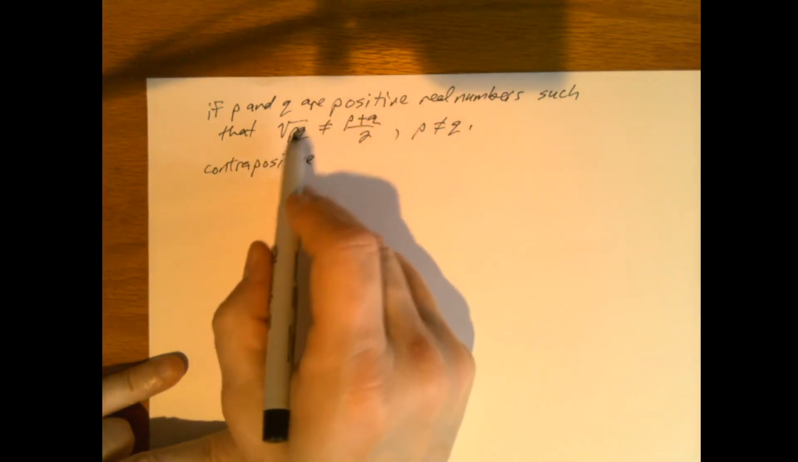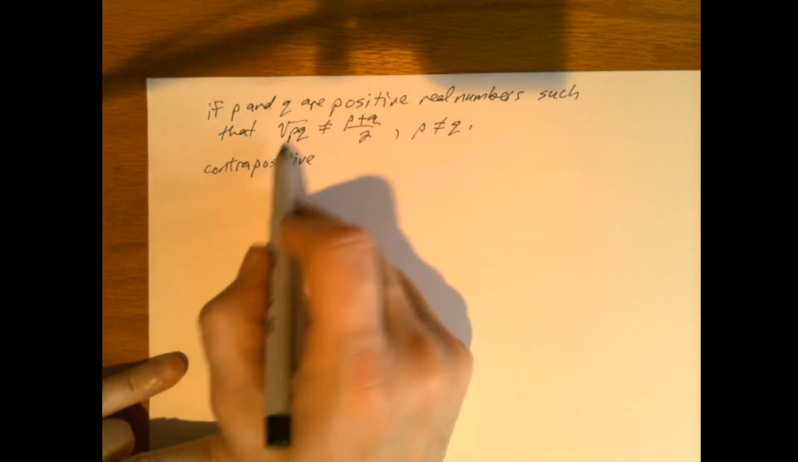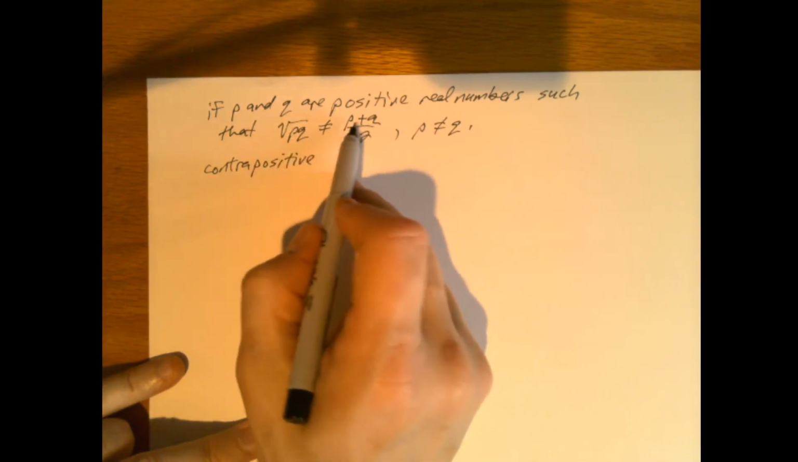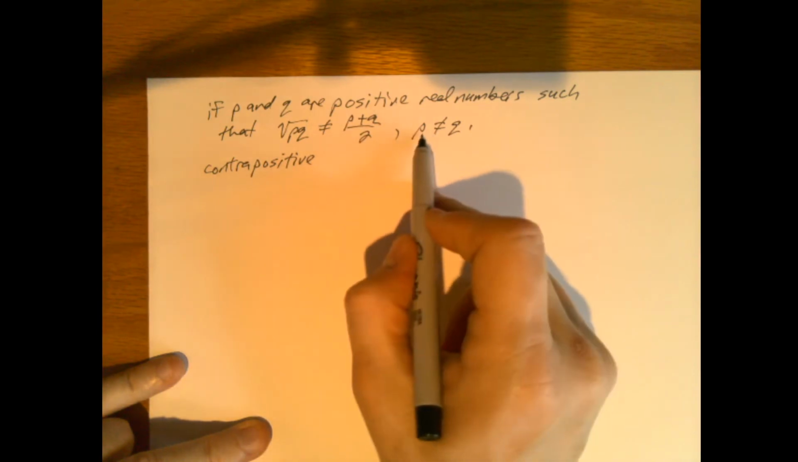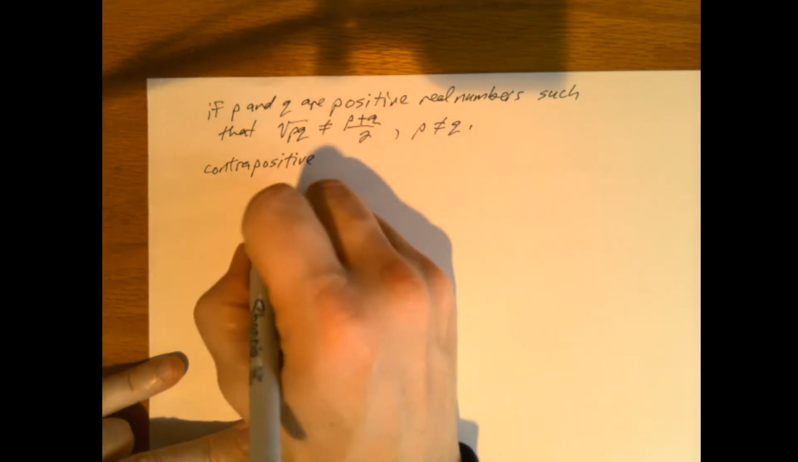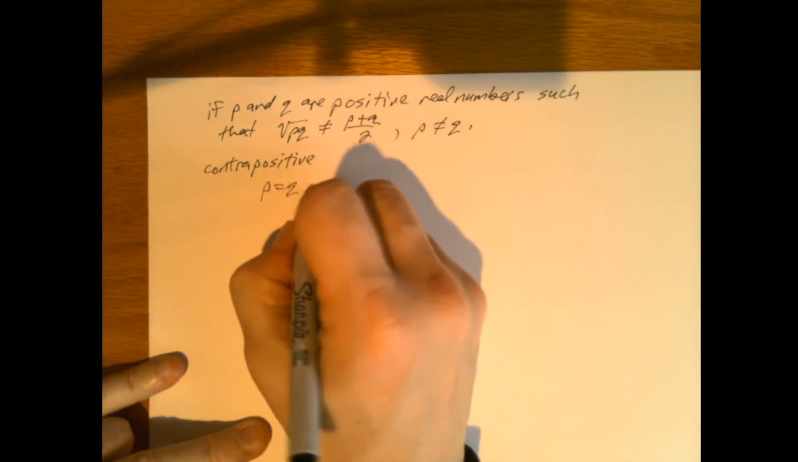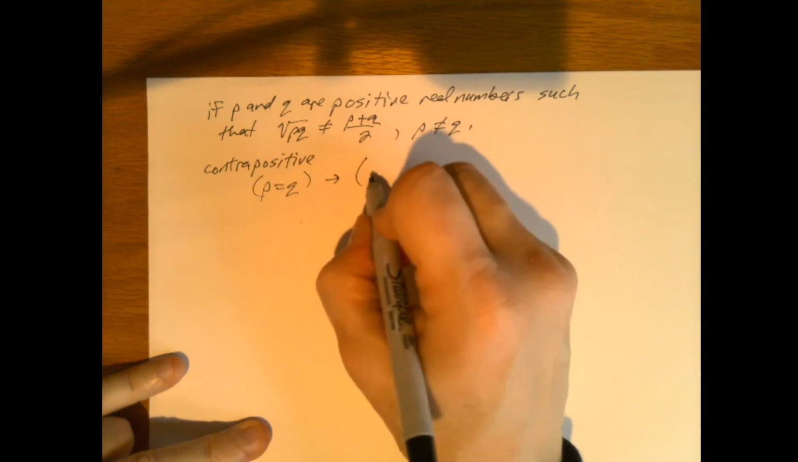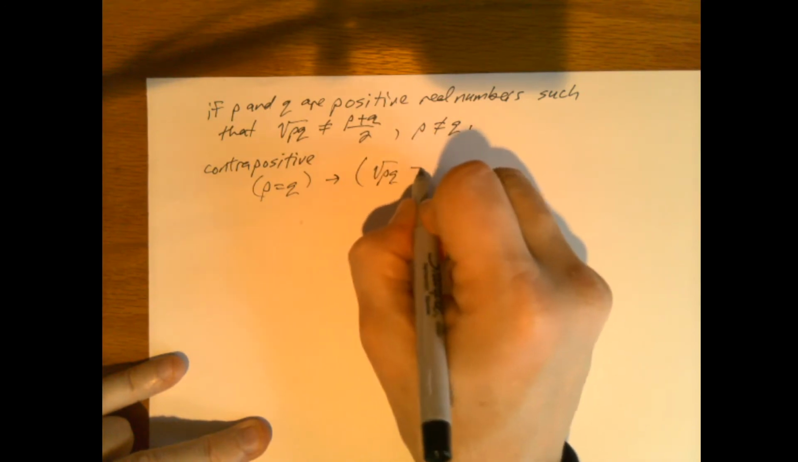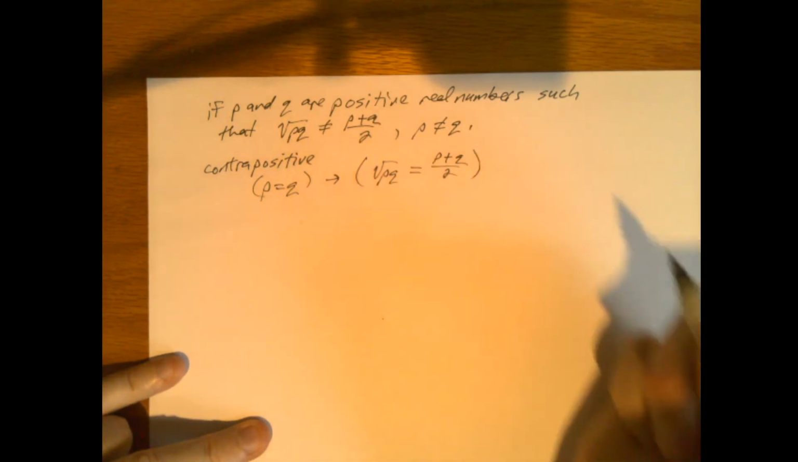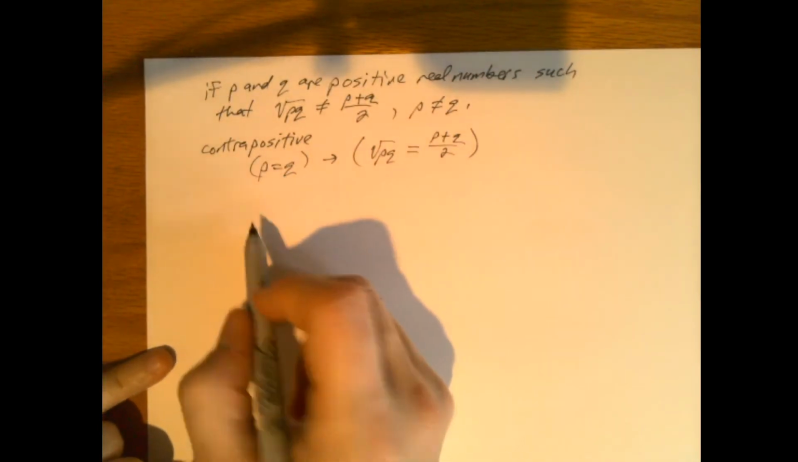So we're saying, before we do the contraposition, the original one: if the square root of PQ is not equal to (P plus Q) over 2, then P is not equal to Q. So the contraposition of this would be P is equal to Q implies square root of PQ is equal to (P plus Q) over 2. All right? So what do we do with this?